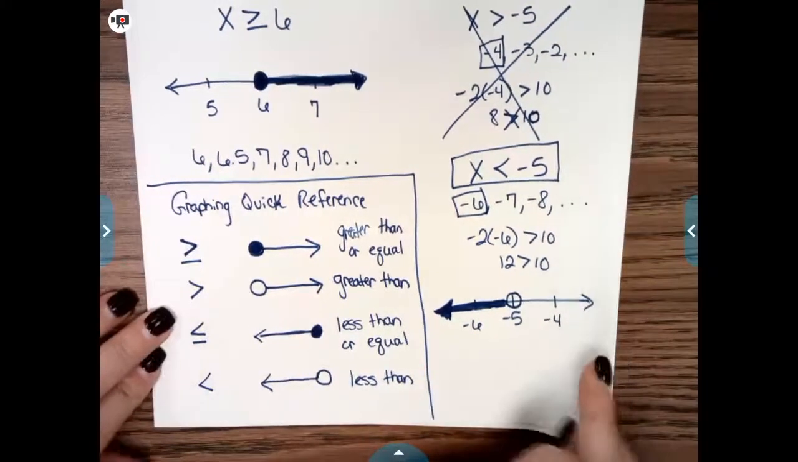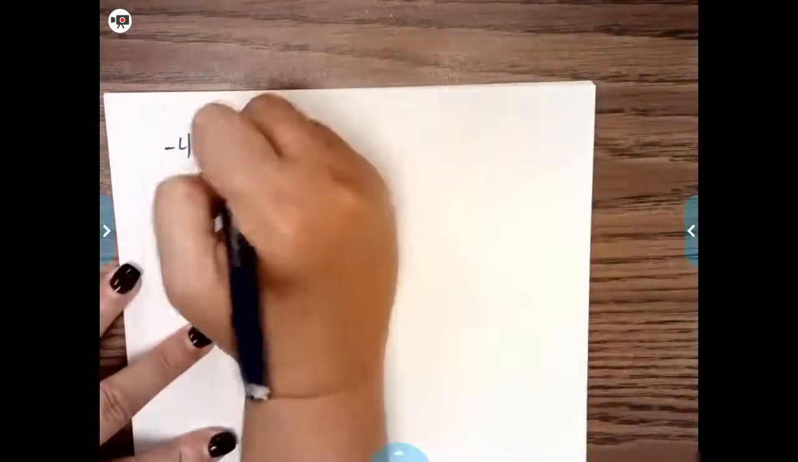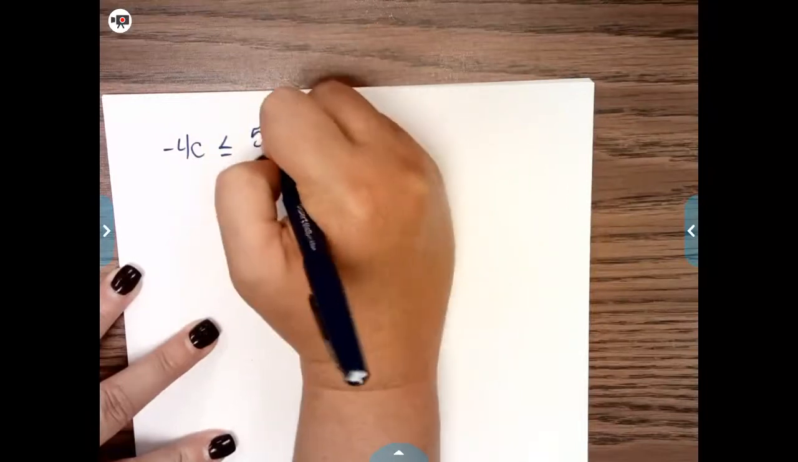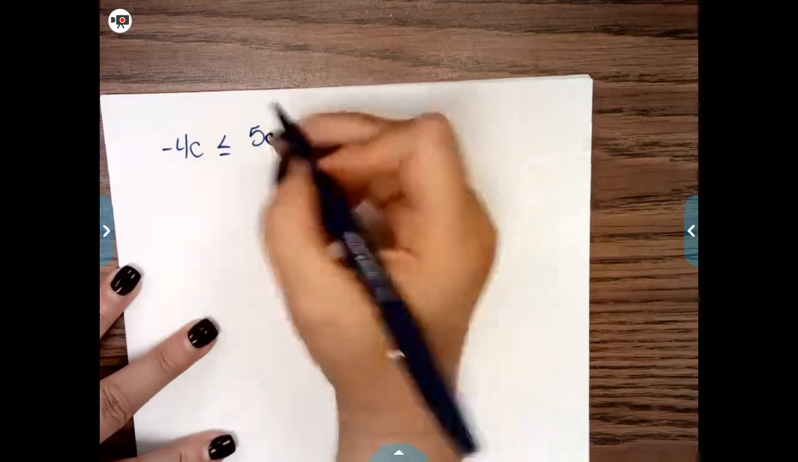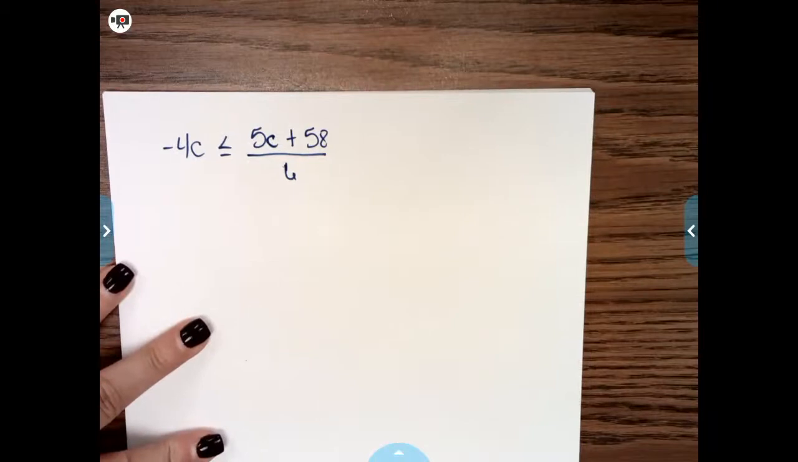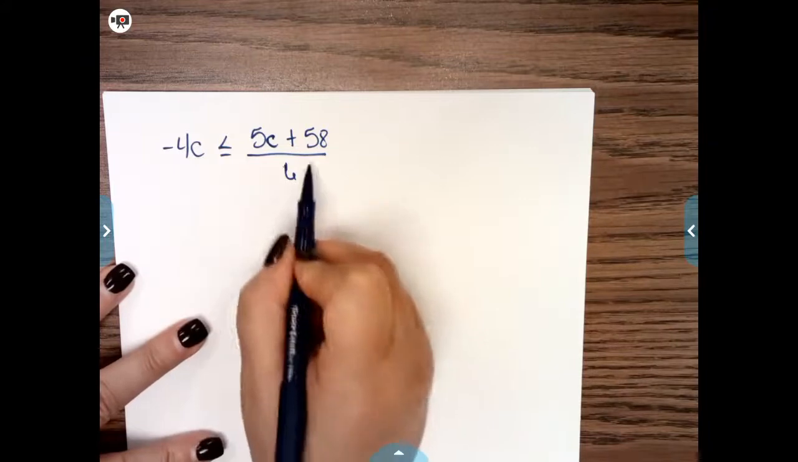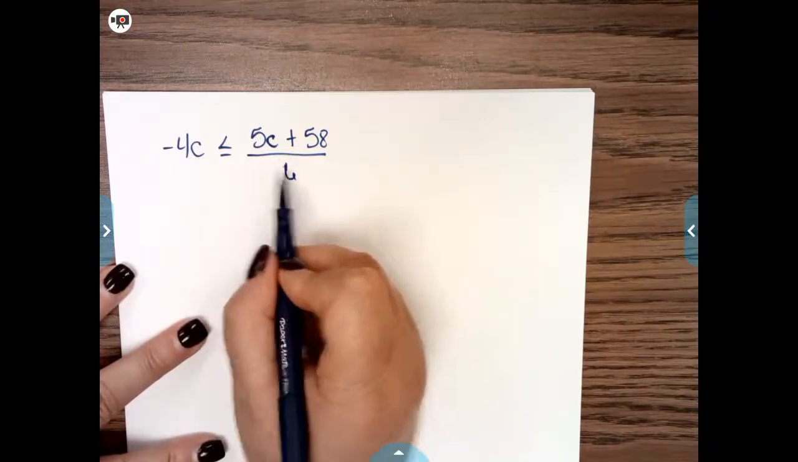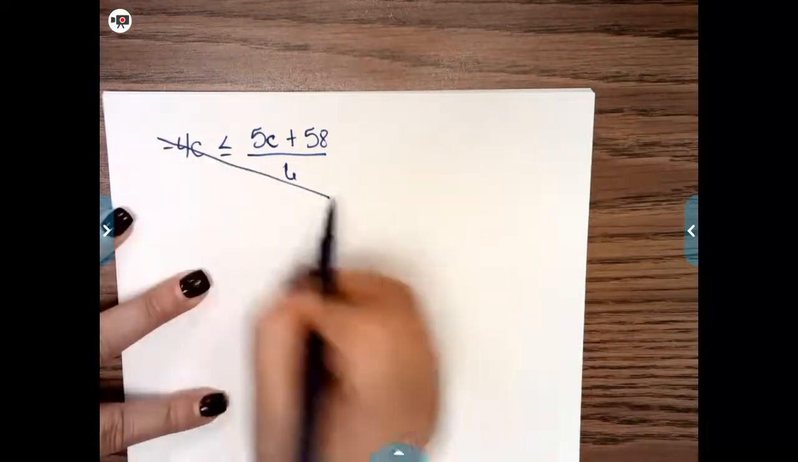Okay, so now we're going to do two more, and we're going to get into multi-step inequalities. So the first one we're going to do has a fraction. We have negative 4c is less than or equal to 58 all over 6. So when I see this inequality, I immediately want that 6 off the bottom. Anytime you have a denominator that you want gone, and you have it set up like a proportion basically, you can just cross multiply that off.